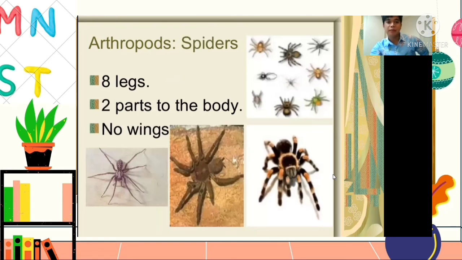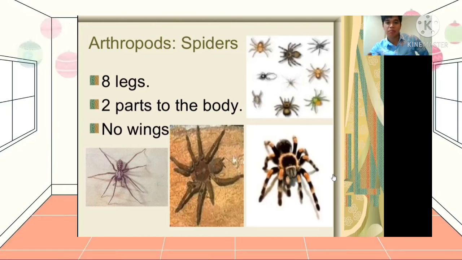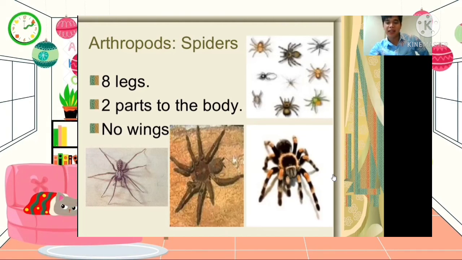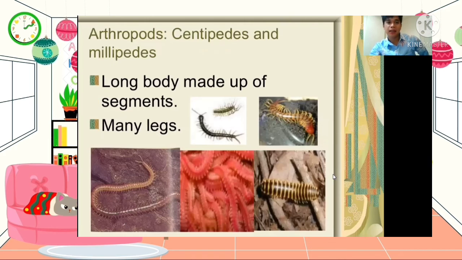And spiders have eight legs, two parts to the body, and no wings. Here are the examples, different kinds of spiders. Next, centipedes and millipedes have a long body made up of segments and many legs.